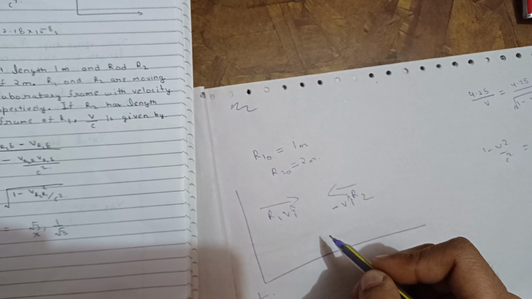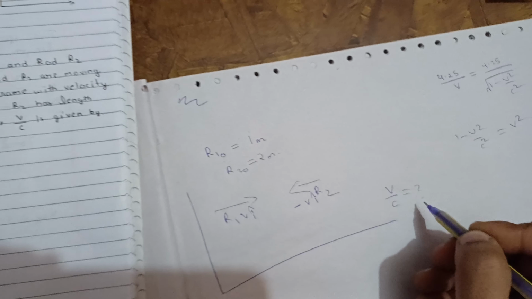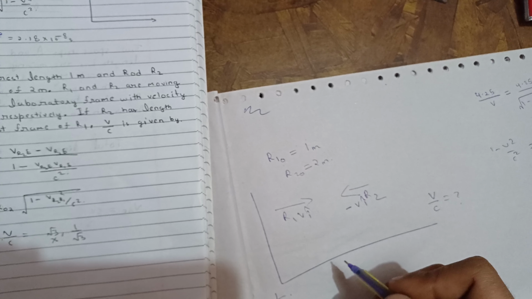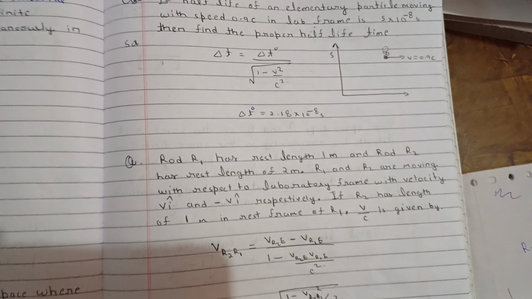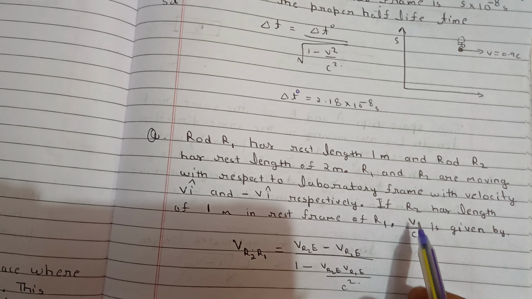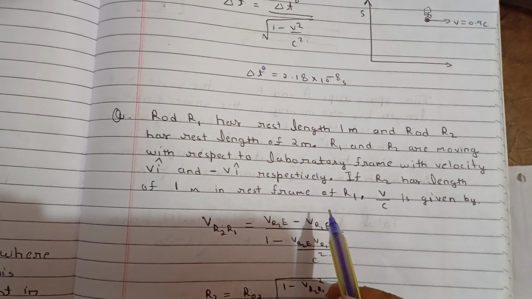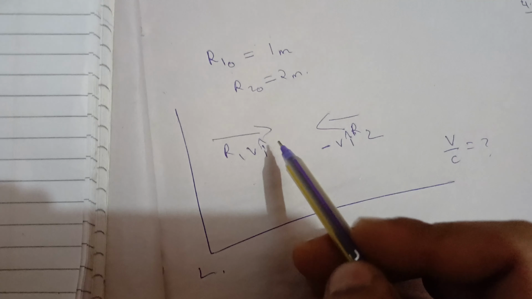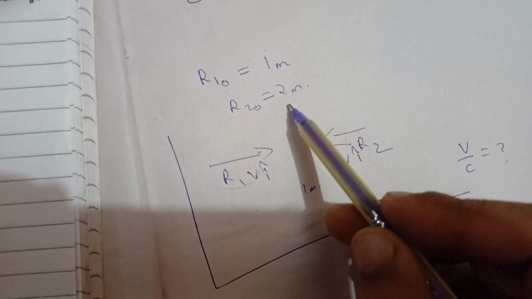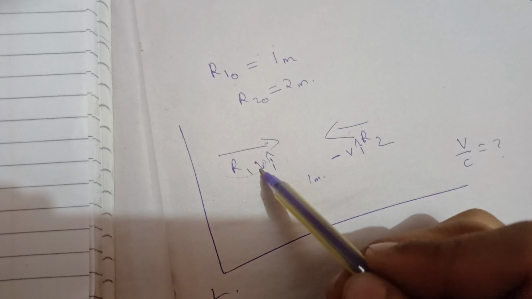We need to find what? We need to find v by c. So how can we find the v by c actually? In the question we can see that if R2 has a length of 1 meter in the rest frame of R1, it means the length observed by R1 of R2 is 1 meter, but the actual length of R2 is 2 meters. So we need to find the speed of R2 at which it is moving with respect to R1.